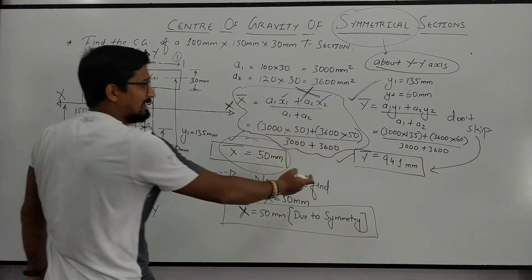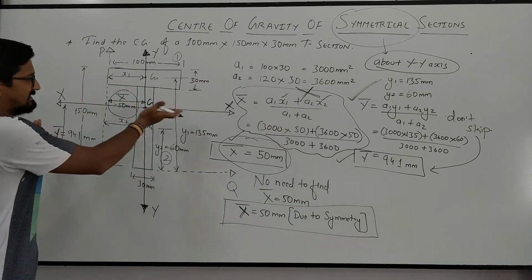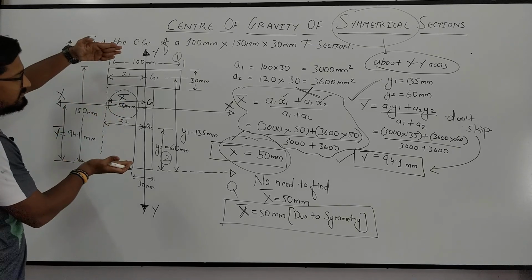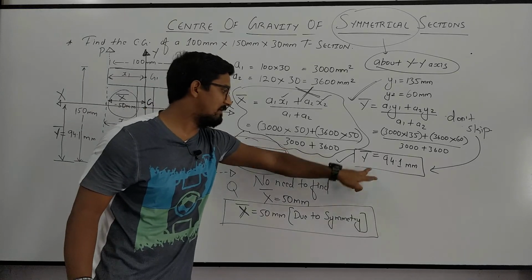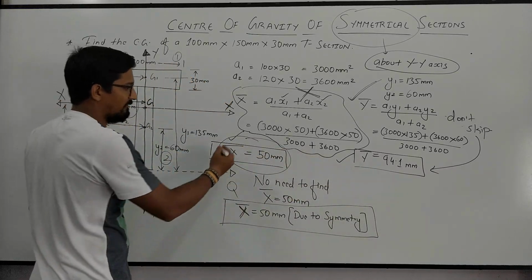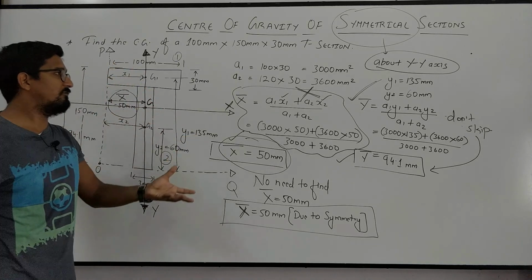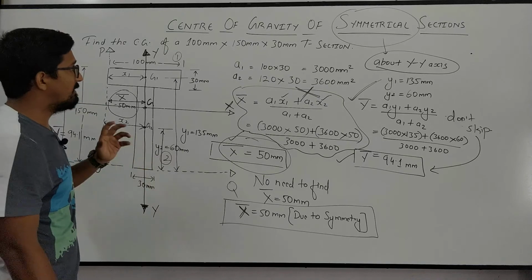So why do we have to calculate this? Because this figure was not symmetrical about the x axis. This area was not symmetrical about the x axis. That's why we have to calculate y bar. So we got the values of x bar and y bar. This is the main reason why we have to find the CG first for finding the moment of inertia.